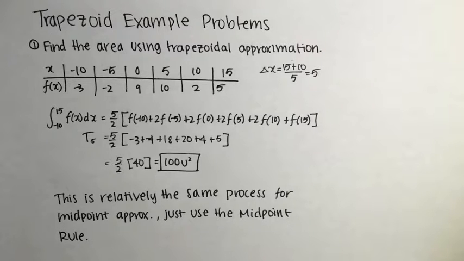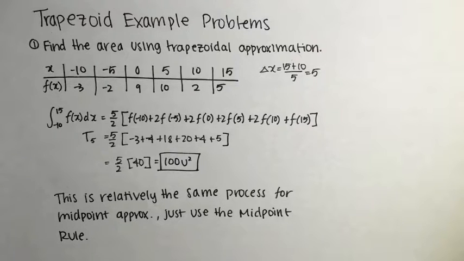In the homework, you might be given a problem involving a table. For example, find the area using trapezoids. We know that delta x is b minus a over n, and in this case delta x is 15 plus 10 over 5, which equals 5. So on the interval from negative 10 to 15, the integral of f of x dx equals 5 over 2 times the quantity f of negative 10 plus 2 f of negative 5 plus 2 f of 0 plus 2 f of 5 plus 2 f of 10 plus f of 15. So T sub 5 is 100 units squared. This is relatively the same process for midpoint approximation, just use the midpoint rule instead.